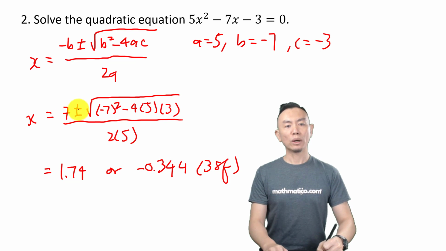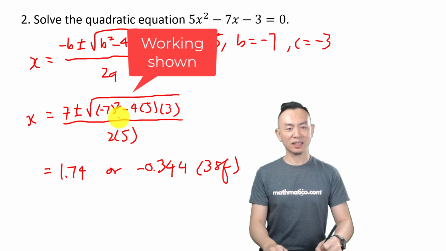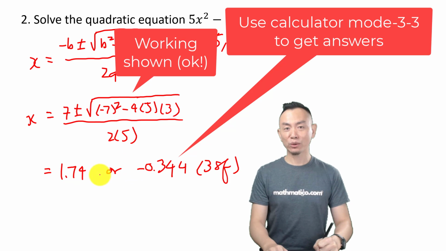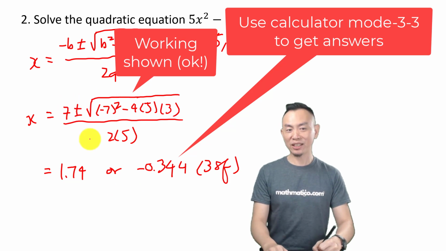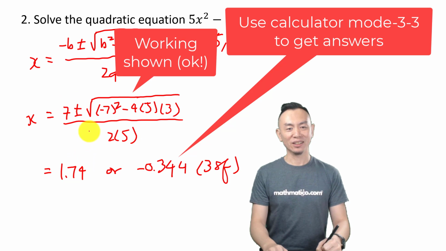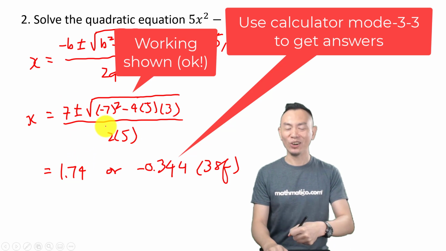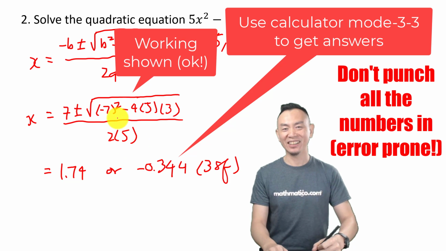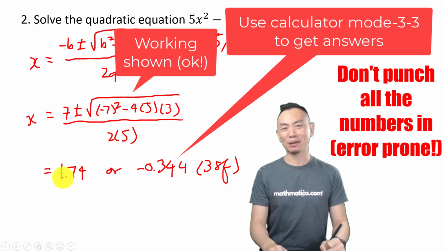So once I've shown the working, I can just press mode, equation, and solve the equation using the calculator. I won't be faulted for cheating because I already showed the working, and no one knows whether I used that or actually keyed in this in the calculator, right? So I won't be faulted and I'll get my full marks.